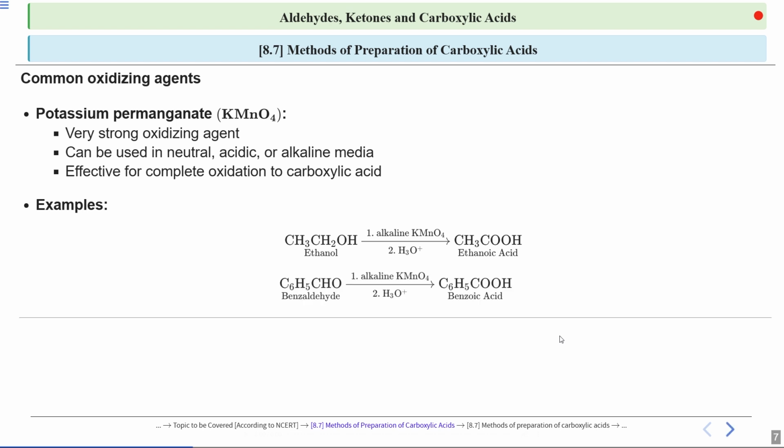CH3COOH. And if you look at the second example, you have benzaldehyde, which is C6H5CHO. It is oxidized to benzoic acid. So from aldehyde, you are oxidizing it to a carboxylic acid. In the previous example, you have alcohol, which is directly oxidized to carboxylic acid. Now you have benzaldehyde, which is an aldehyde. It is oxidized to benzoic acid using alkaline KMnO4, followed by acidification. This shows the versatility of potassium permanganate in oxidizing different types of compounds.